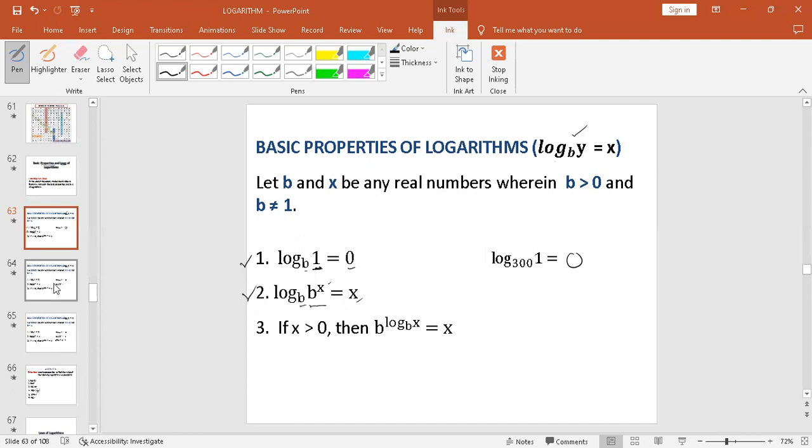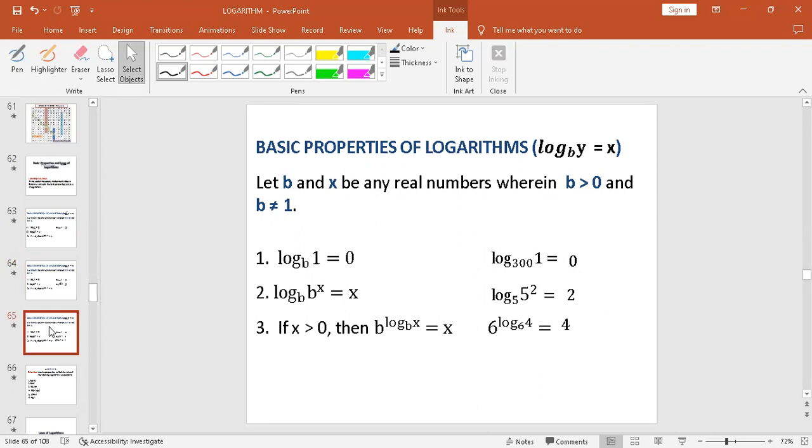Okay? Example, log of 5 raised to 2 to the base 5. So, since they have the same bases, kung ano yung value dito, yan yung magiging sagot niya. Okay? So, the answer here is 2. That's the second property. Third property.